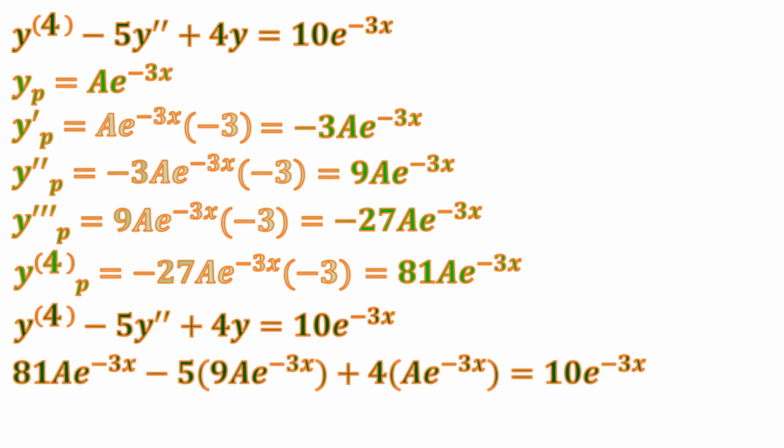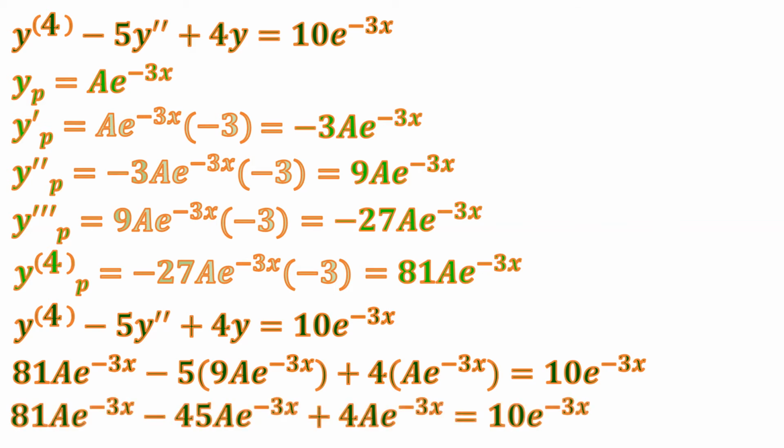So there you go, we have 81Ae^(-3x) for the fourth derivative, and negative 5 times the y double prime, 9Ae^(-3x), plus 4 times the y, which is Ae^(-3x). Based on the given, there's no y prime and no y triple prime, so we are not going to use them. And so let us simplify further.